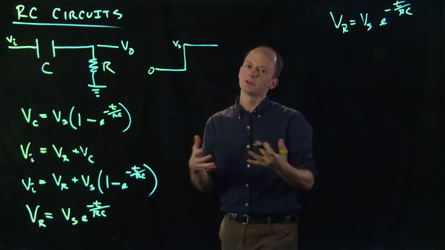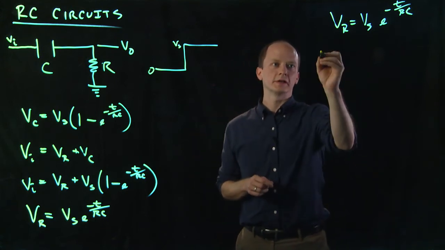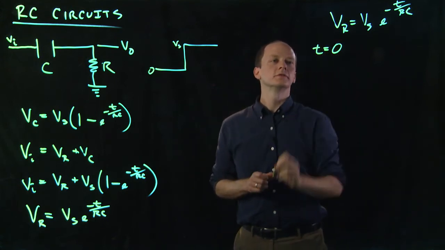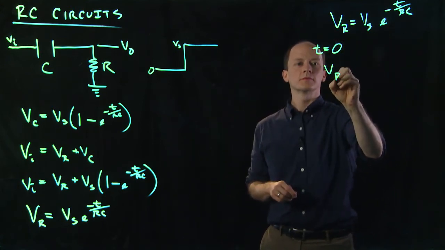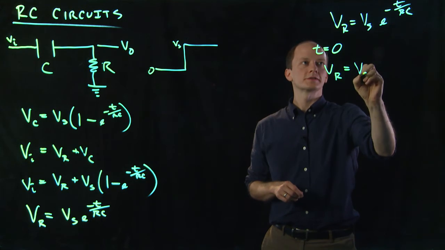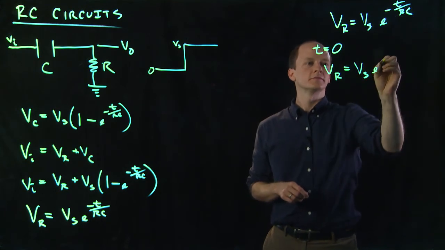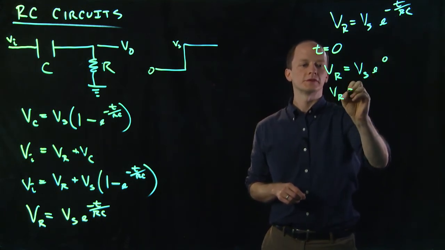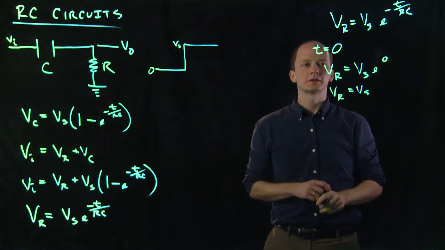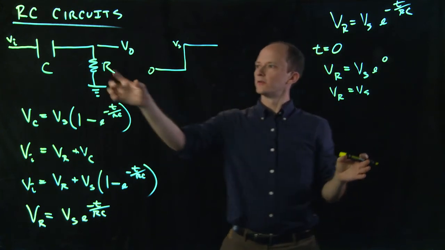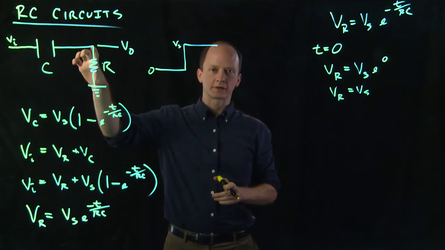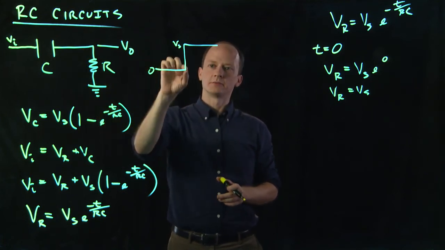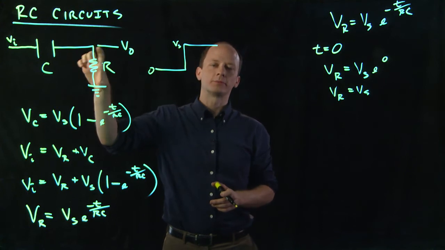And let's do the same thing we did before with our capacitor analysis. Let's say t equals 0. What's going to happen here? We're going to get Vr is equal to Vs e to the 0. So Vr is equal to Vs. Initially at time 0, all of the voltage drop will be across our resistor. Again, when we have this transient, basically all the voltage drop will be here.